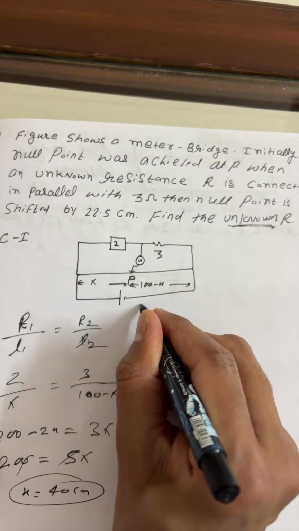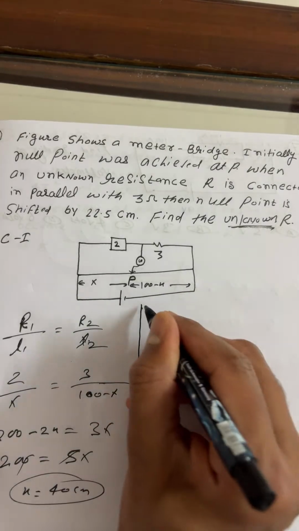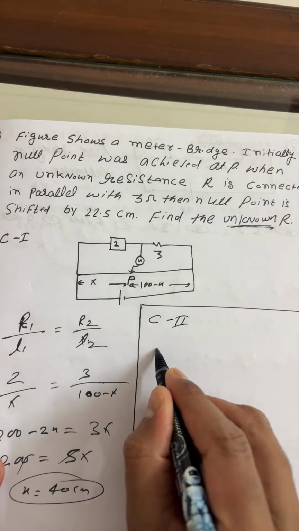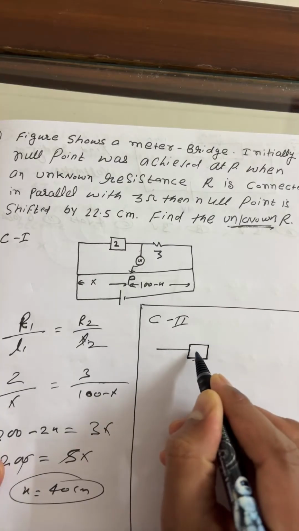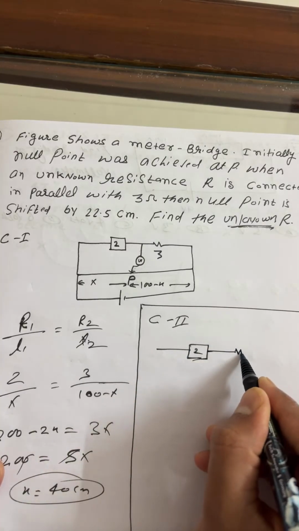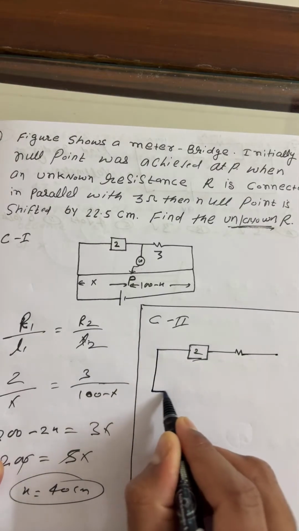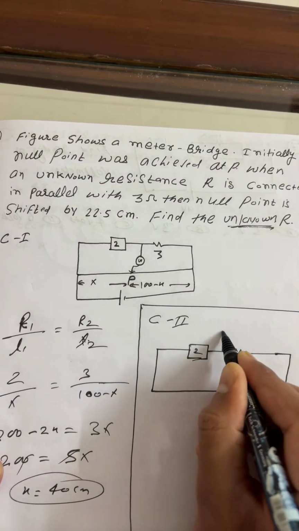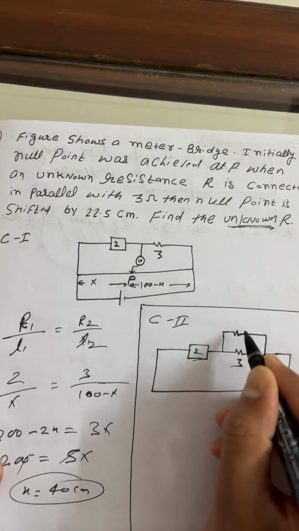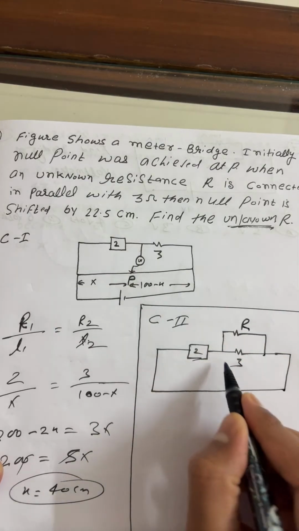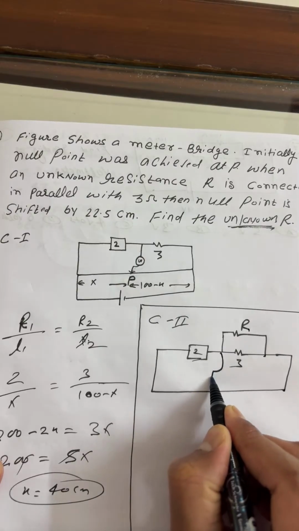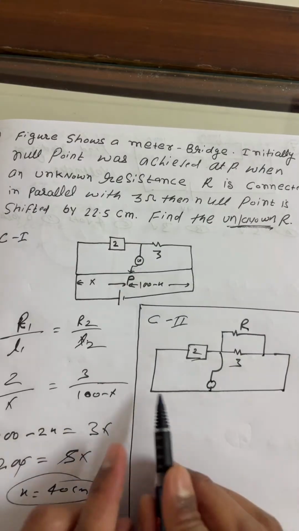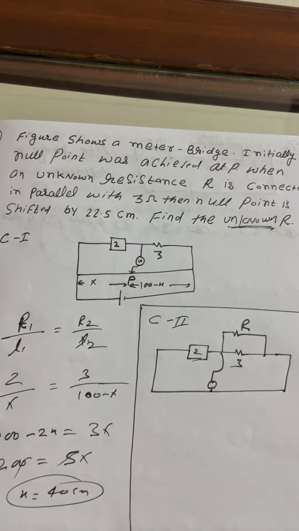Now students, I wanted to discuss case 2 as well. What is case 2? In case 2, the resistance box remains 2 ohm, and the other remains 3 ohm, there is no change. After connecting the unknown resistance, what's in the question? The balance point shifted. How much did it shift? Initially it was at x, and the next is what it shifted to.